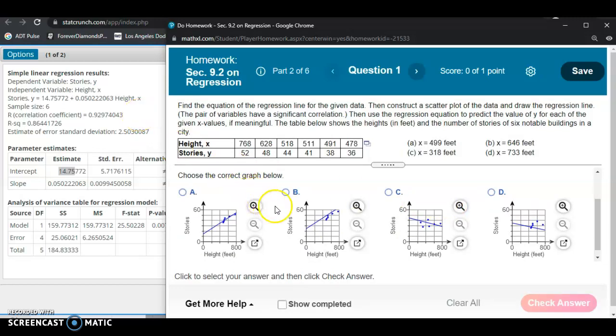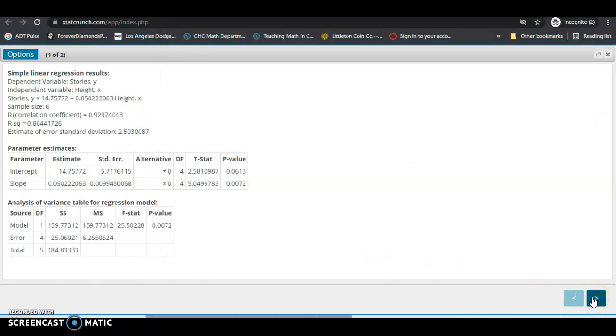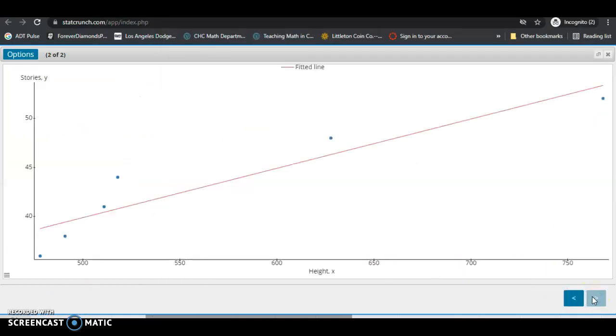All right, then it's asking us to choose the graph that contains the scatter plot and the graph of our equation. Okay, and I believe it's on the next slide of the results. Okay, so here it is. So you can see that the line slopes upward, right? So the line has a positive slope, which it does.